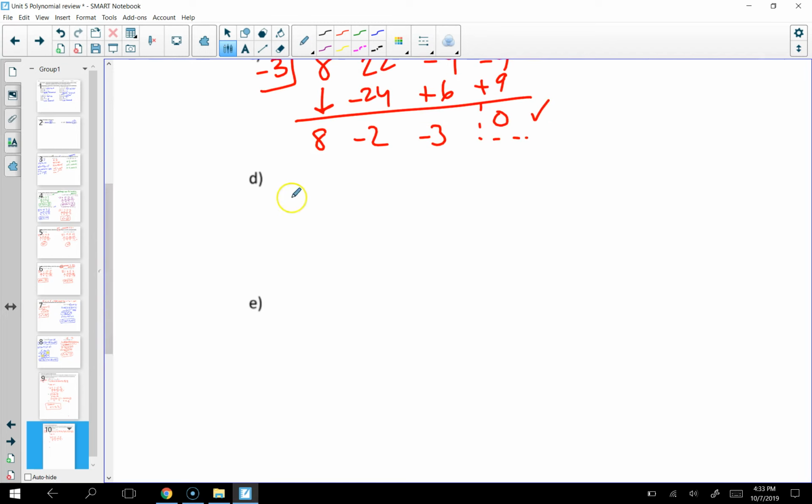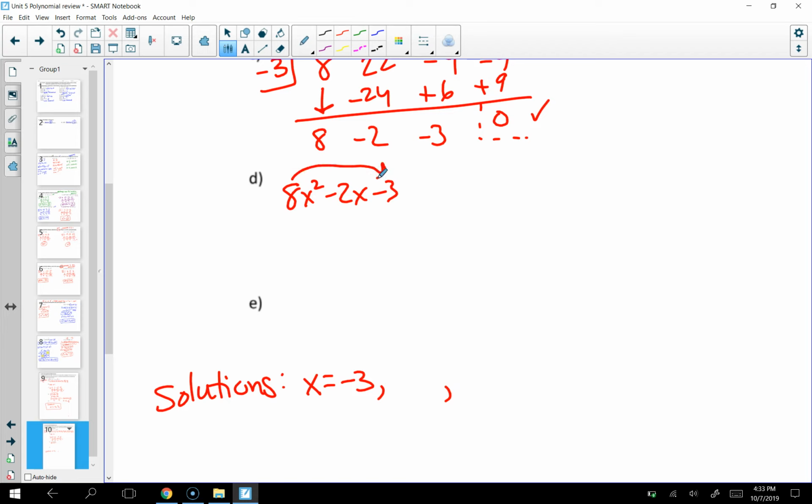Now we gotta factor this piece, 8x squared minus 2x minus 3, to get my other two solutions, because remember we already have one. We already know x equals negative 3. We gotta find the other two. Alright, so looks like slip and slide again. You could also always use quadratic formula if you want to, but you do not have to. I like slip and slide, so I'm going to slip this guy to the end.